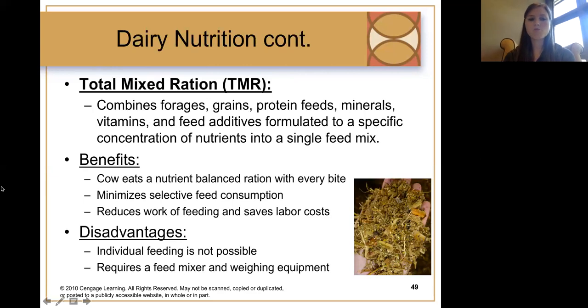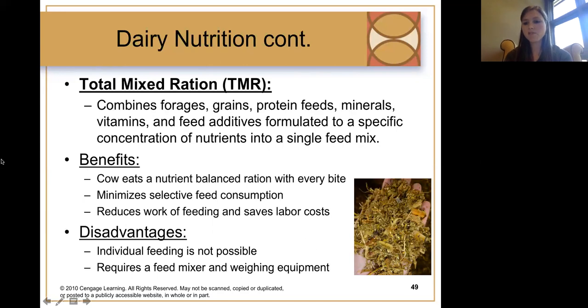Something that's really big in the dairy industry is using what's called a total mixed ration, or TMR. This is a blend that combines forages, grains, protein feeds, minerals, vitamins, and feed additives, formulated to a specific concentration of nutrients into a single feed. That's a picture down there. You can see all of the different ingredients that are in that.